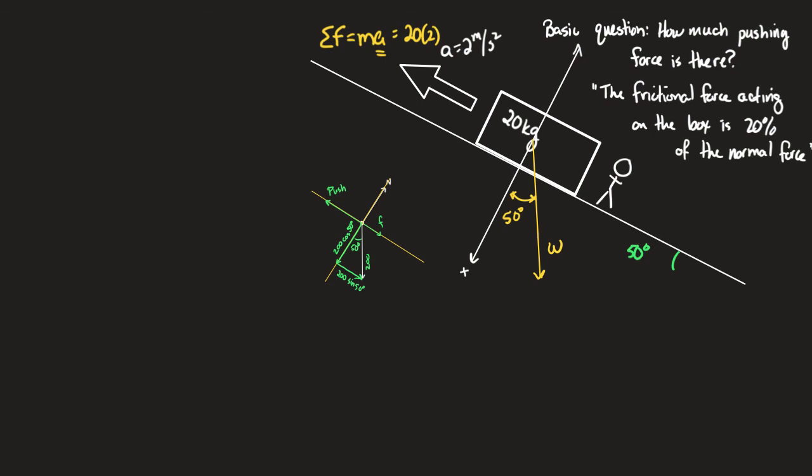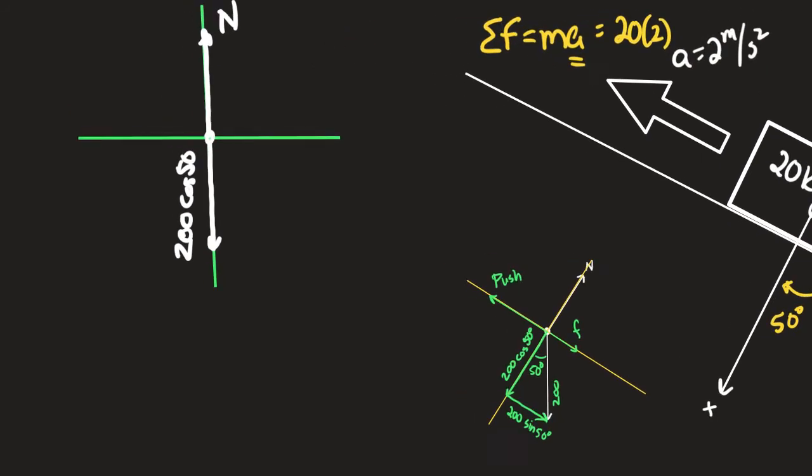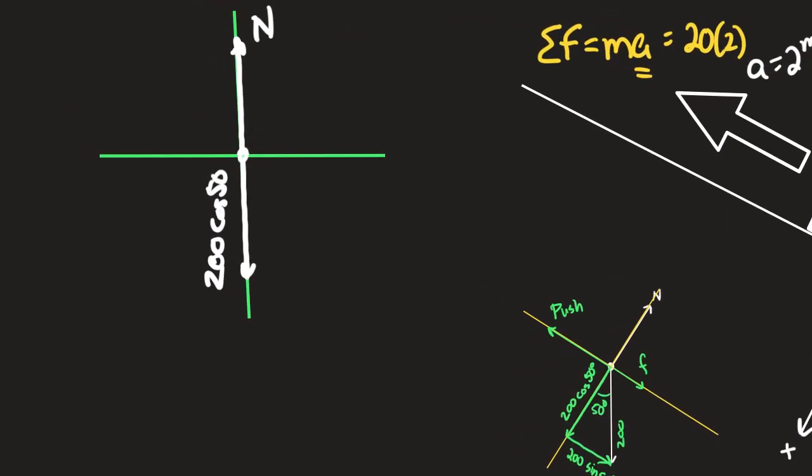So now that I've done all that, some people actually say, okay, I've done all the hard parts. I am going to turn this and draw everything so that it's kind of level for me, because I'm having a hard time tilting my head and seeing this. There's nothing wrong with saying, okay, now I've got it drawn out. This is normal. This is 200 cos 50. This is friction, and there's 200 sine 50.